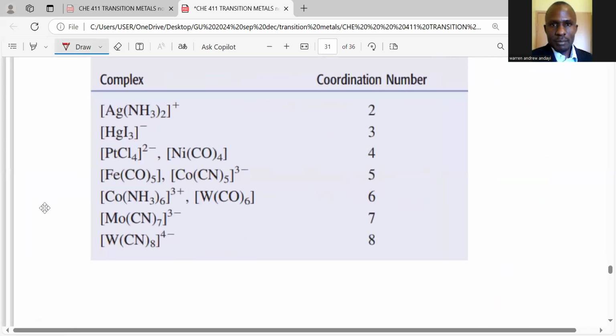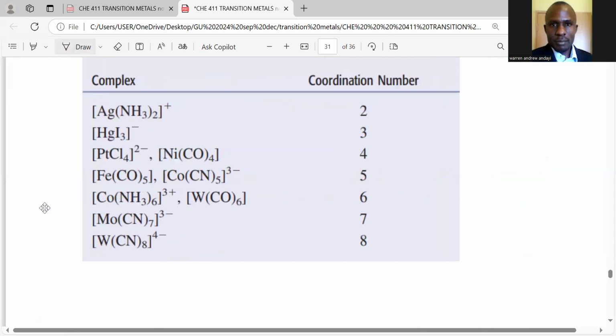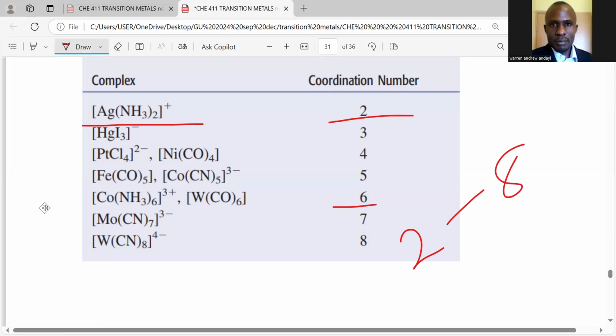We can have a look at various types of coordination number. And again, every metal has its own maximum coordination number. You'll find that transition metals can form coordination numbers from 2 all the way to 8, but 8 is not very common. The most common is 6. So this complex ion has coordinated to 2 ligands. The coordination number is 2. Mercury has coordinated to 3. So the coordination number is 3. Platinum has coordinated to 4. The coordination number is 4. Molybdenum has coordinated to 7 cyanides. The coordination number is 7. Tungsten has coordinated to 8 cyanides. The coordination number is 8.